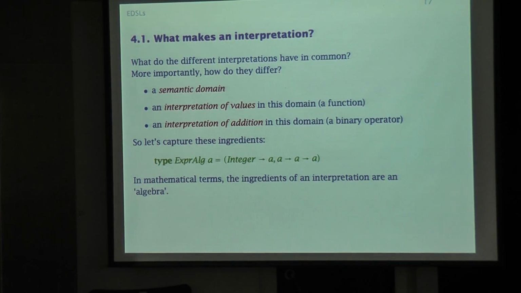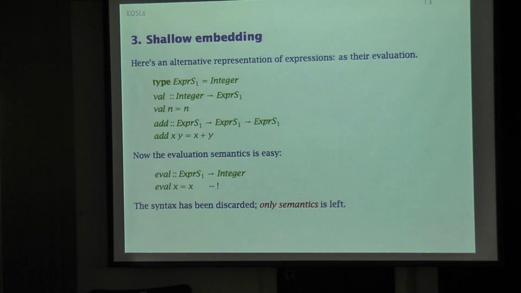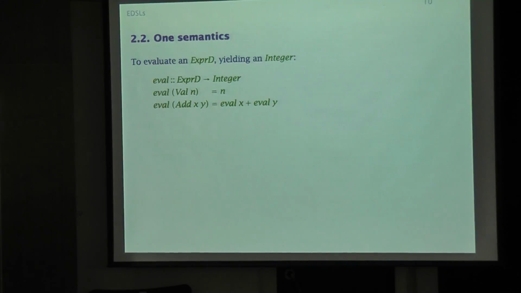So my evaluation interpretation and my print interpretation are both rather similar. If you look at the programs, let's go back to the programs. So from the deep embedding, here's eval. It's got two equations, one for val and one for add. And in the val case, you have to do something with that integer. And in the add case, you make recursive calls on the two sub-expressions, and then you do something with those two results.